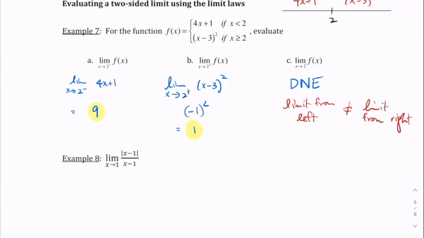Okay. So if, let's say A and B were equal to each other, then C would also be the same answer? Correct, for sure.